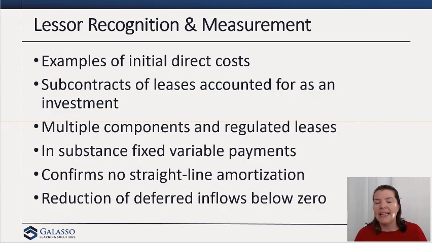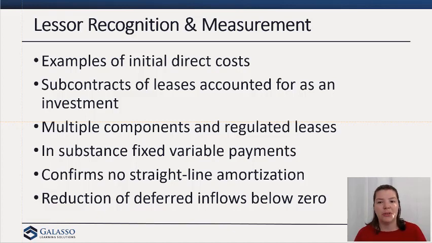On the lessor side, they do talk about initial direct costs and give some examples there. Subcontracts of leases that are accounted for as an investment. So if you have a lease and you're accounting for it as an investment, it's not under 87. But what if you then lease or subcontract out that lease? How does that play in? So that was a really interesting one.